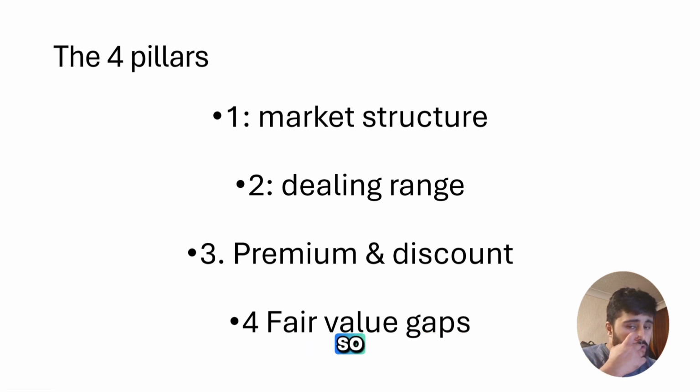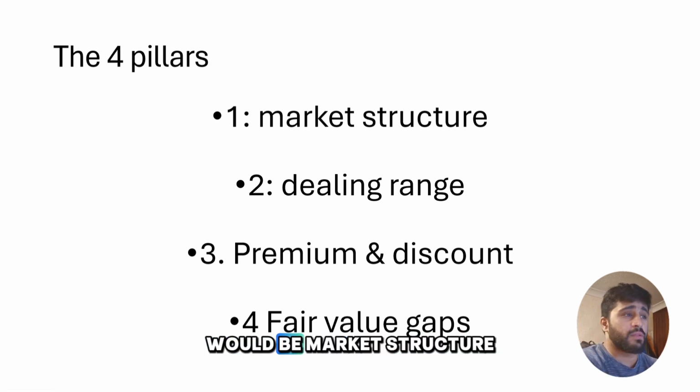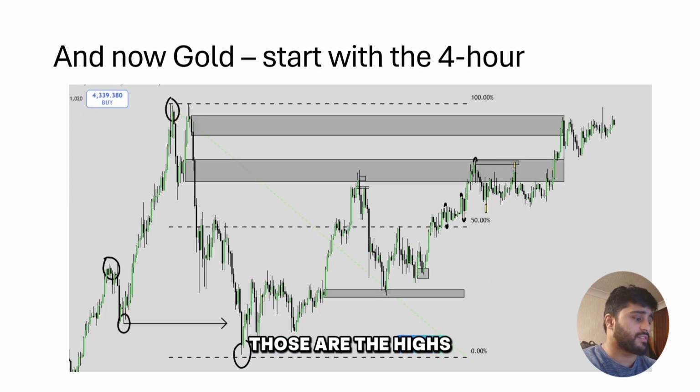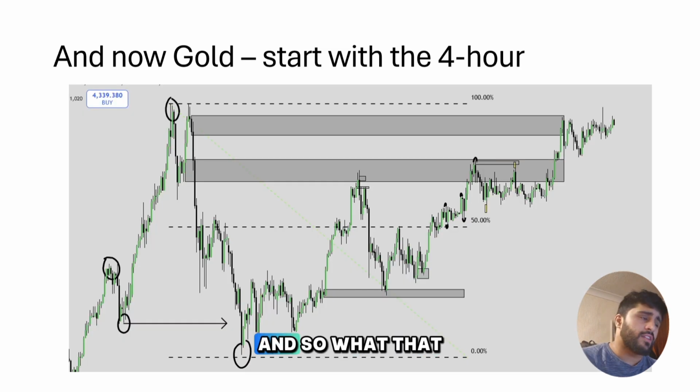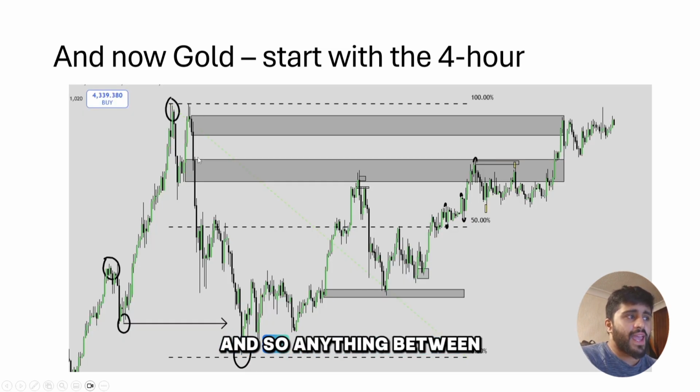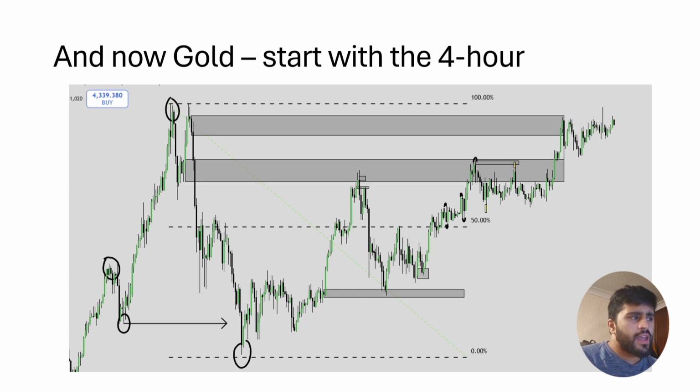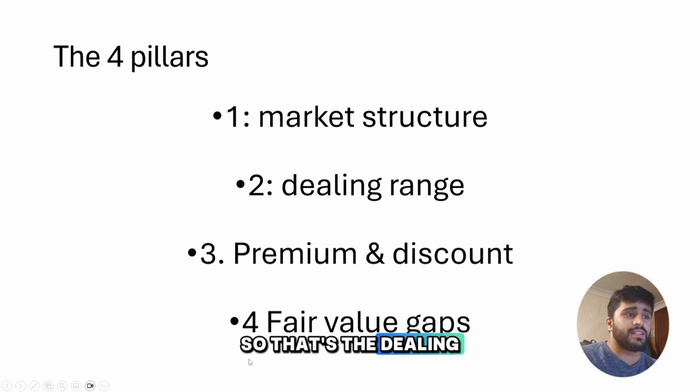Let's break this down. So the four pillars I use on the 4 hour time frame for gold would be market structure, right? Those are the highs and lows you see circled. The dealing range, which is the most recent high to the most recent low. And so what that means is we have the most recent high and we have the most recent low. And so anything between all these internal highs and lows you see, they are internal highs, right? They're internal lows. All the structure you see here is irrelevant compared to the swing high and the most recent swing low. So that's the dealing range.